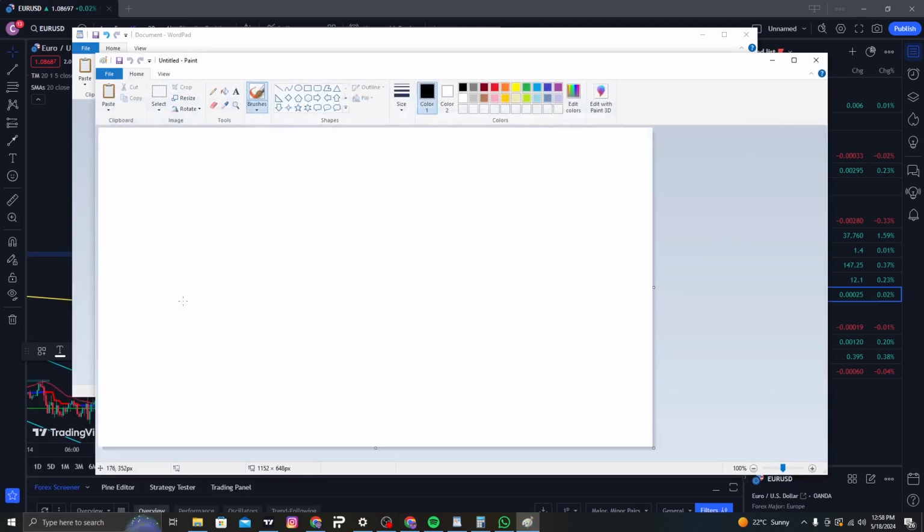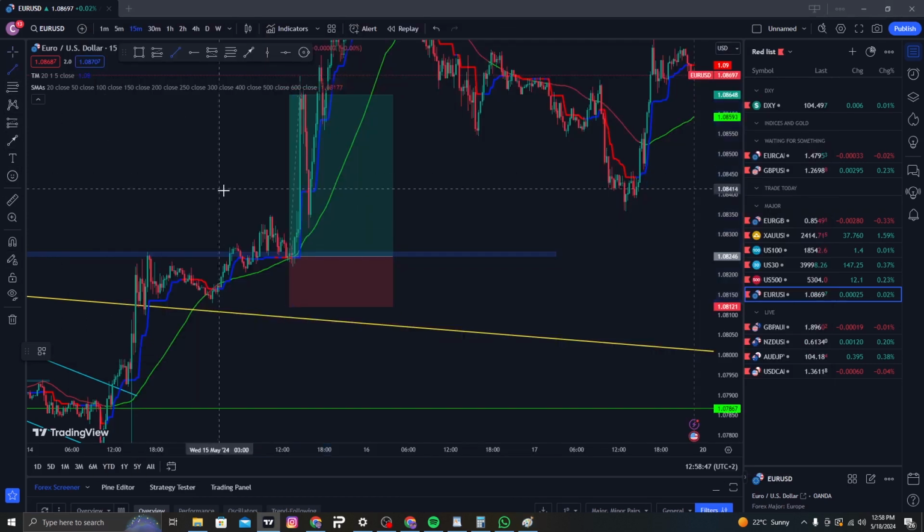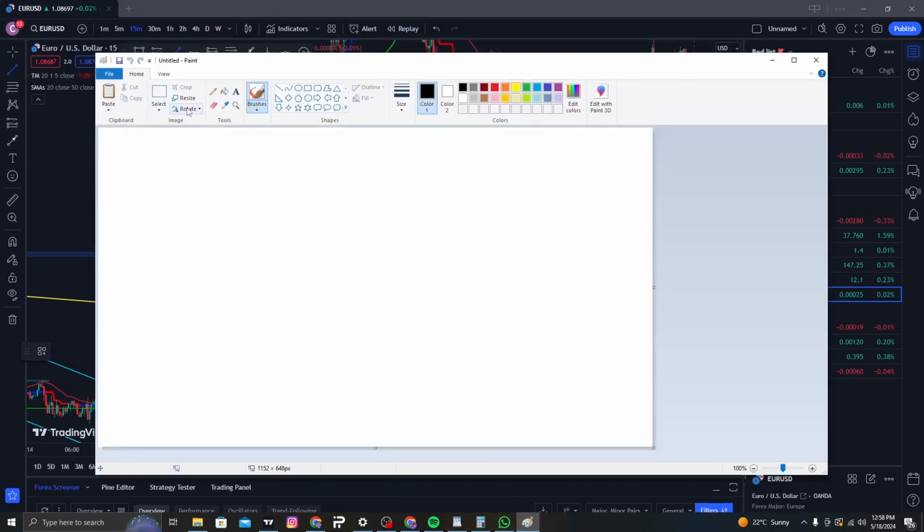This is a graph of a trader. This is how a true trader's graph moves. It will never move like this. Never. A true trader's graph will never move like this. A true trader's graph will move like this.